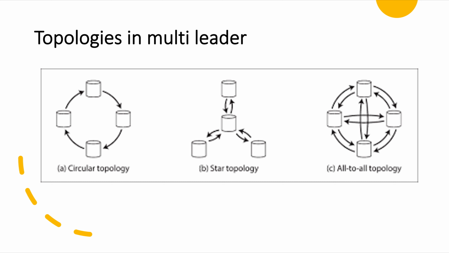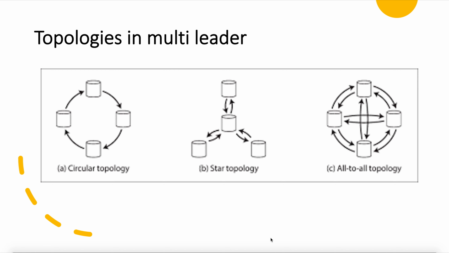So, now let us see what are the topologies in multiple leader replication. A replication topology describes the communication paths along which writes are propagated from one node to another. In case of two leaders, there is only one possible combination, that is, leader 1 must send all of the writes to leader 2 and vice versa. But in case of multiple leaders, there can be different topologies.